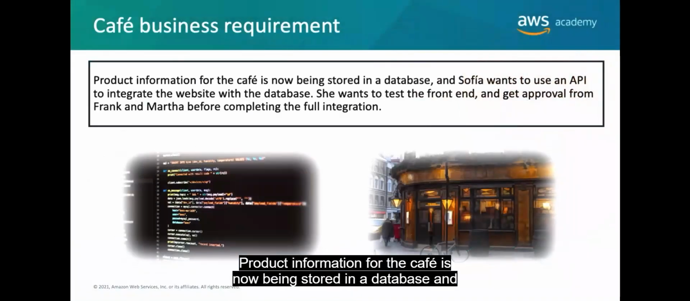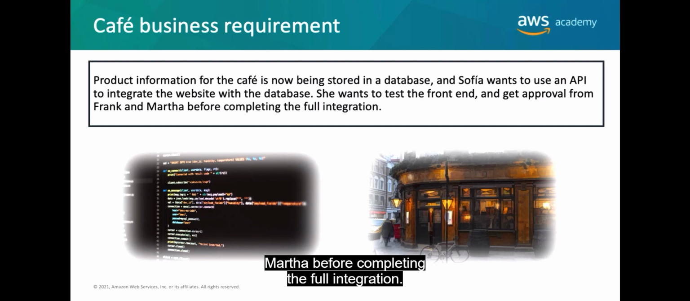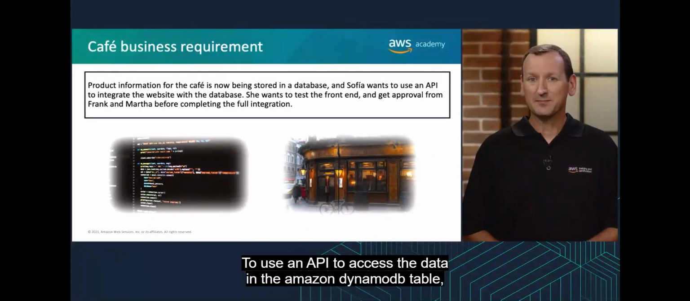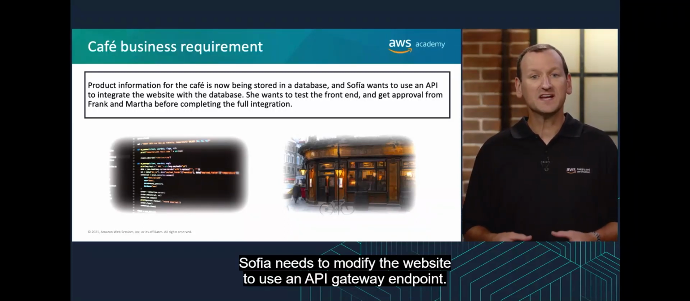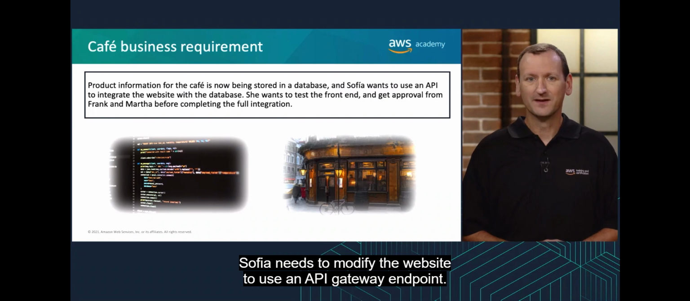Product information for the cafe is now being stored in a database, and Sophia wants to use an API to integrate it with the website. She wants to test the front end and get approval from Frank and Martha before completing the full integration. To use an API to access the data in the Amazon DynamoDB table, Sophia needs to modify the website to use an API Gateway endpoint.